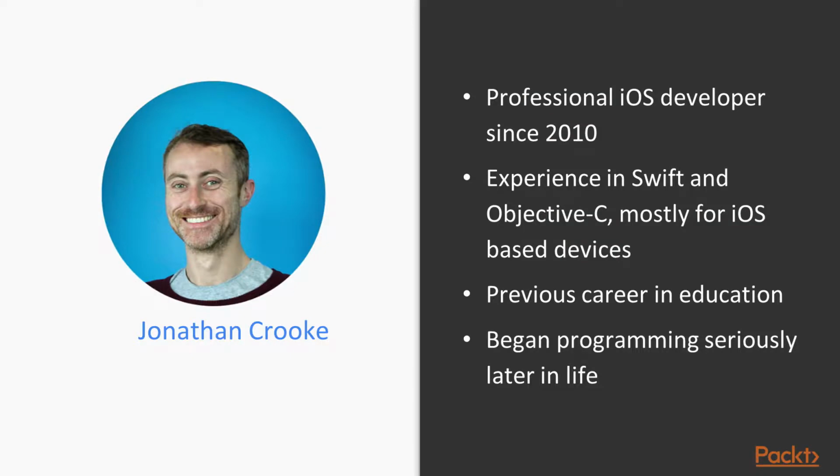My name's Jonathan Crook. I've been a professional Swift and Objective-C developer since 2010. During that time, I've mostly been developing for iOS-based devices, the iPhone, iPad, and watchOS. Before I began developing professionally, I worked in education. I hope that I can bring this experience to teaching you about Swift and the iOS ecosystem.